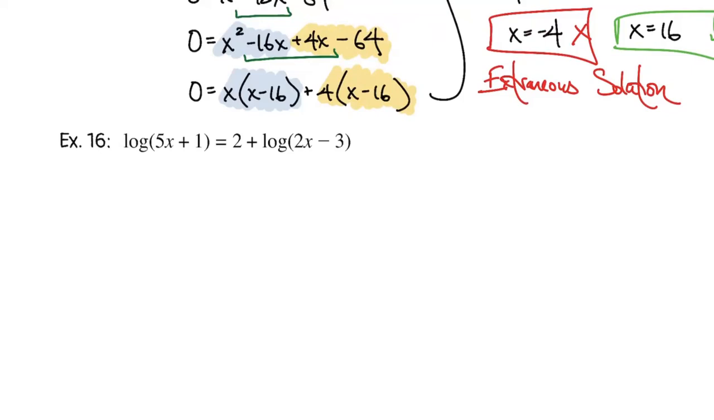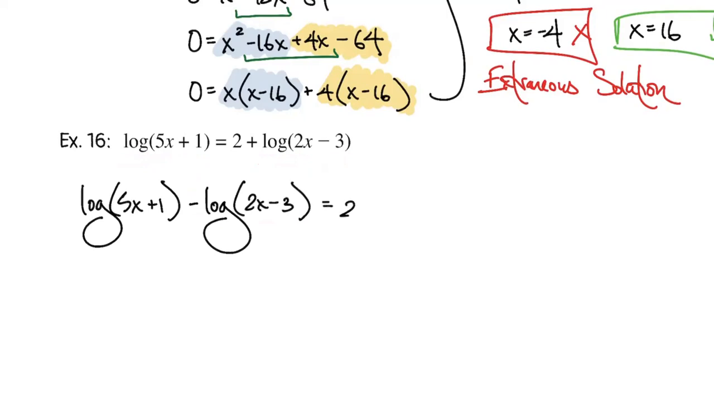What folks have been saying so far is very accurate. We see a log on this side and we see another log on this side. So what most folks are saying, which is accurate, is we're going to take one of the logs and subtract it to the other side. In effect, what we get is log of 5x plus 1 minus log of 2x minus 3 equals 2.